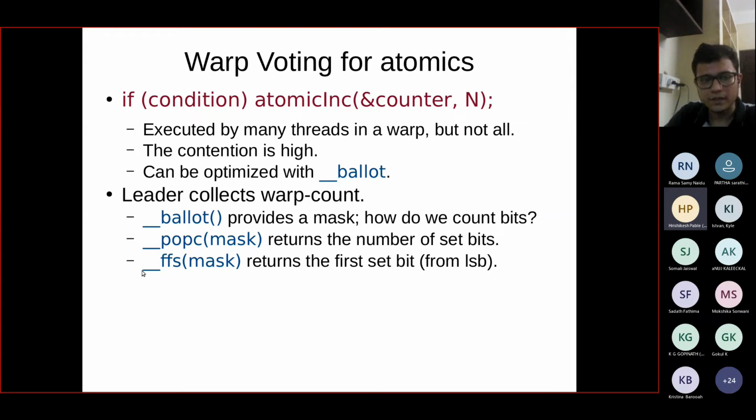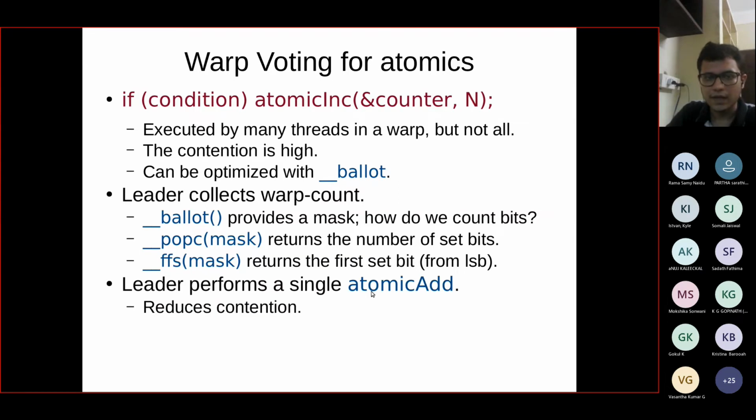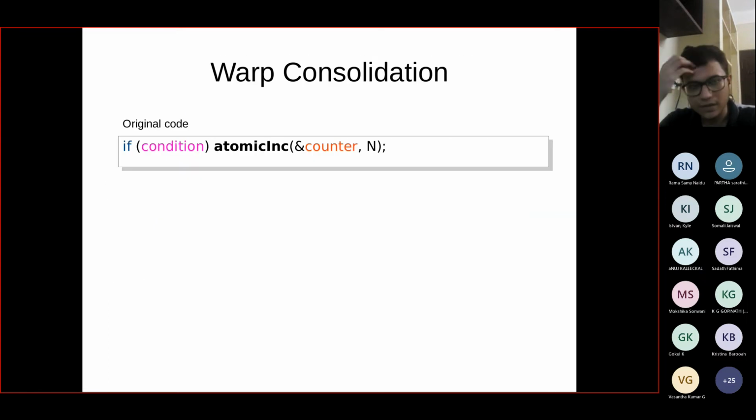And apart from these two functions, there is the underscore ffs function, which takes a mask and returns the first set bit. So if, let's say, counting from the LSB, the third bit was the first set bit, then it will return 3. And how will we optimize this atomic statement? Only the leader will perform a single atomic add, and that will reduce the contention. That is, we are not calling the atomic function 20 times. We are just calling it once, and that call will be done by the leader. Now let us see how that is being done.